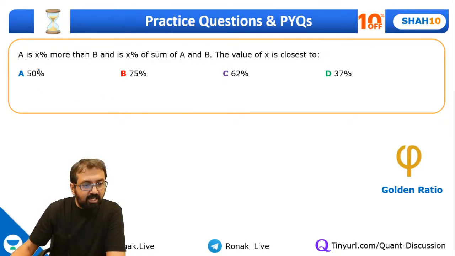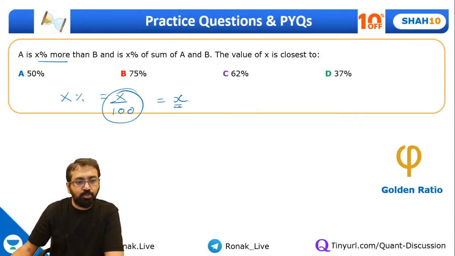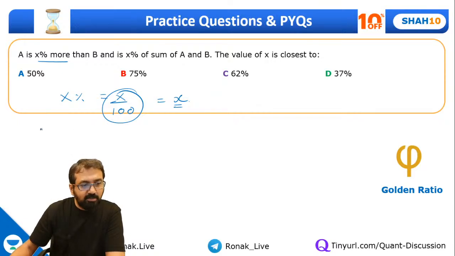See, A is X% more than B. First of all, X% means X upon 100. So instead of writing X upon 100, I have written just x. Think of it this way: this is capital X%, so this is capital X upon 100, and instead of capital X upon 100, I am writing small x. That's the first point.